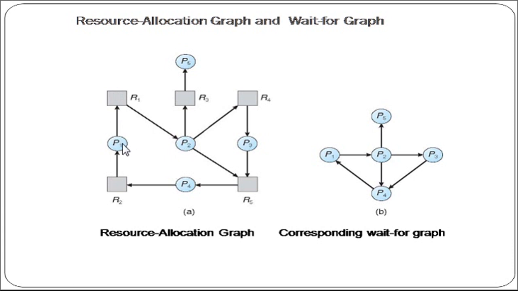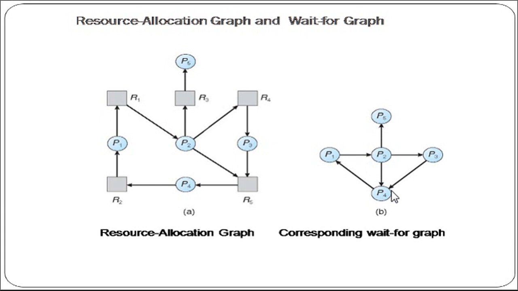That means if P1 is requesting resource R1 which is held by process P2. Now in this particular example, consider P1, R1, P2. There is a request edge from P1 to R1 and an assignment edge from R1 to P2. So this part of the resource allocation graph will be converted into this part, that is a wait edge from P1 to P2 in the wait-for graph.